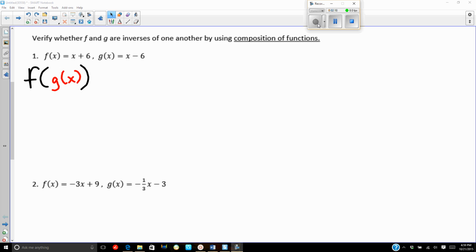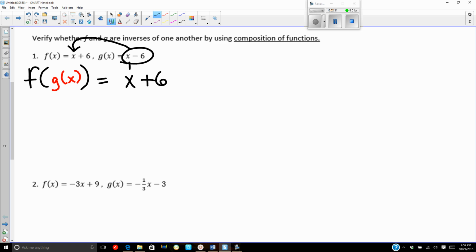So we are simply going to insert the g function in for x of the f function. Instead of x plus 6, we're going to replace that x with all of the g function, and all of the g function is x minus 6, plus 6. Then we just want to simplify that. The negative 6 and the positive 6 are like terms. They cancel out and give us 0, and all we're left with is x. And that's what we're looking for to do the inverse test.